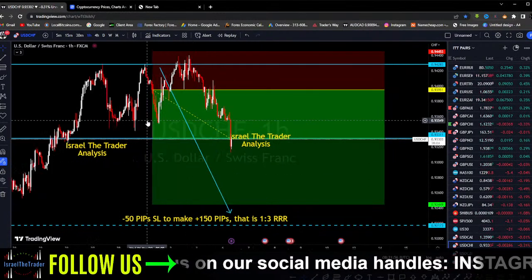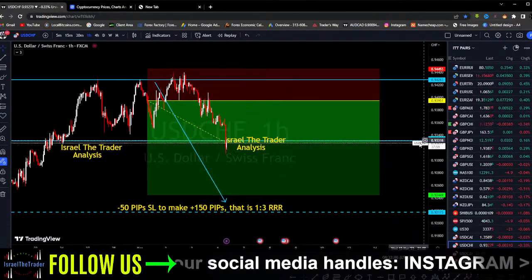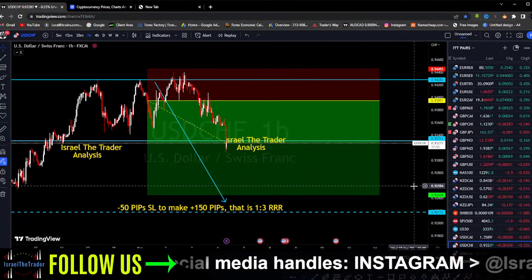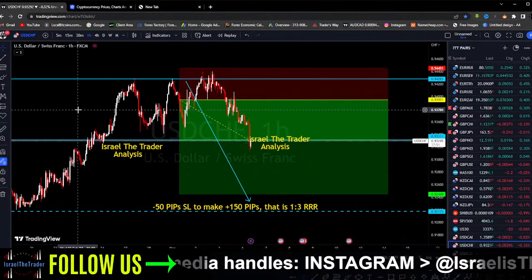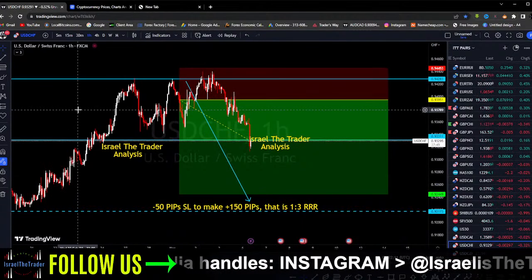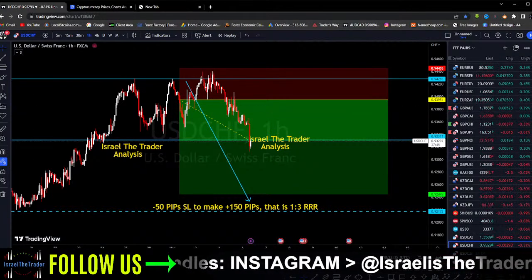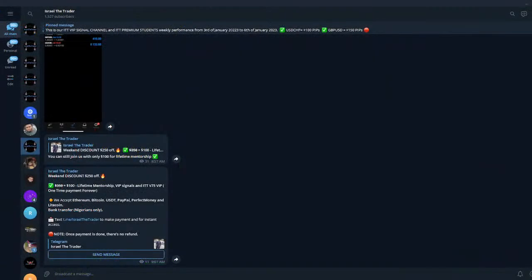Okay guys, so this is USD CHF, and this trade we took it last week guys, and as we took it last week, we are still holding it, or I'm still holding it rather. But some of my students are still holding it as well, not only me. I'm not the only person that is still holding it. You can see that my students here, they are still holding.